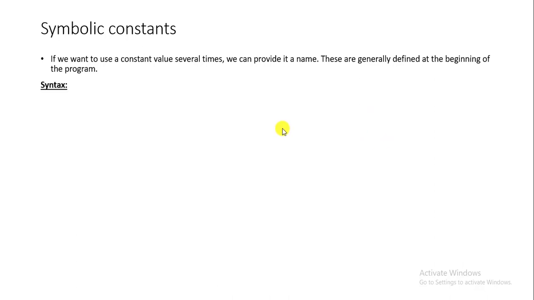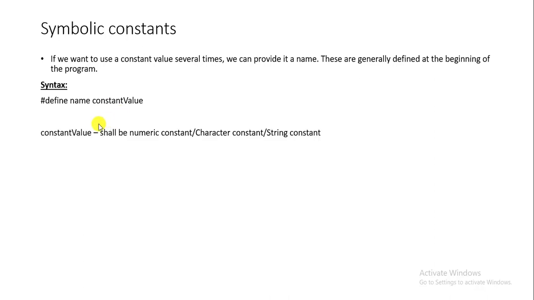And syntax to define symbolic constant is hash define and name, whatever the name we want to use in our program, and what is the value, that constant value. And here this constant value can be numeric constant, character constant, or string constant.